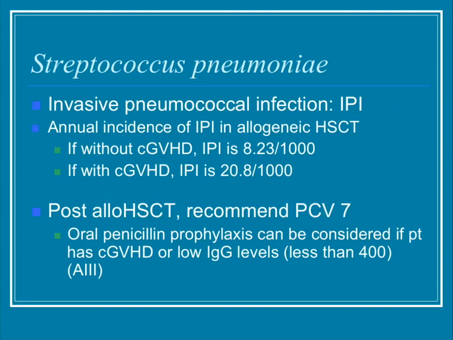Changing gears a little bit, for strep pneumoniae, this is now, once you're outpatient, the invasive pneumococcal infection rate. If you actually have chronic GVHD, or graft versus host disease, your rate is 20.8 per 1,000, whereas if you don't have chronic GVHD and you're not on that immunosuppression, then it's much lower at 8.23. We give vaccination, but this is one of the few times that you'll see there's actually an indication for oral penicillin prophylaxis if the patient has chronic GVHD or low IgG levels.